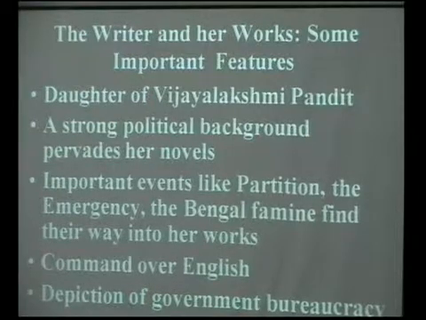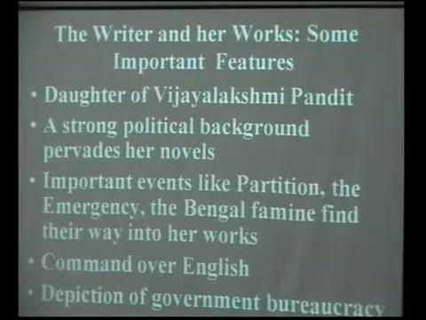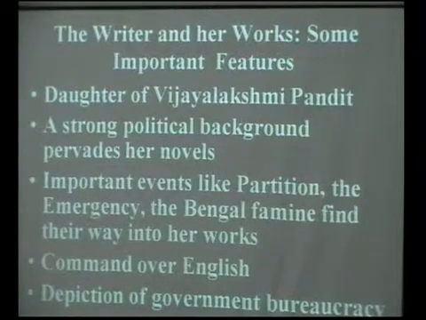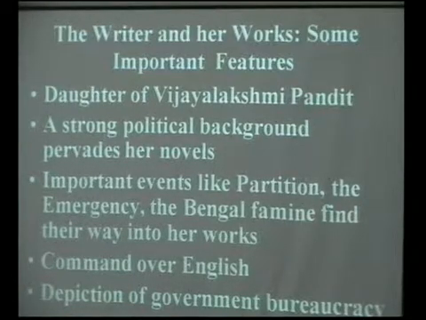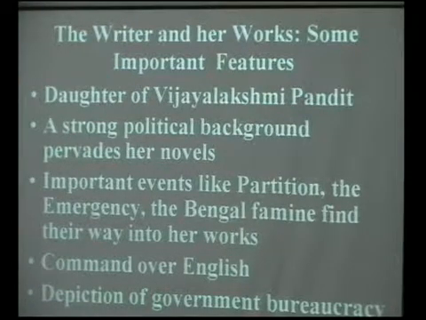She was the daughter of Vijay Lakshmi Pandit. This need not be mentioned, but it is an important fact because it explains why she has such close knowledge of the political scenario and why politics forms the backdrop of her novels. Probably because she grew up in this environment and knew it well, she was able to depict it so realistically and convincingly in her books.